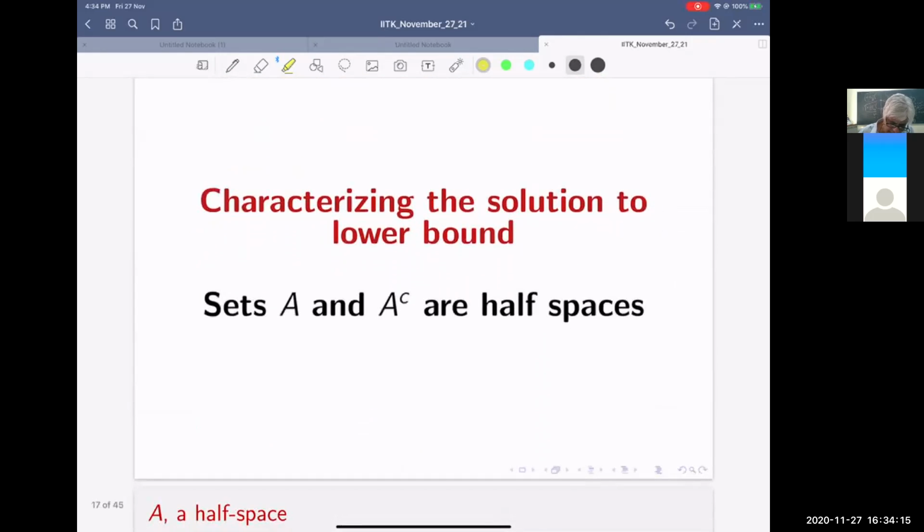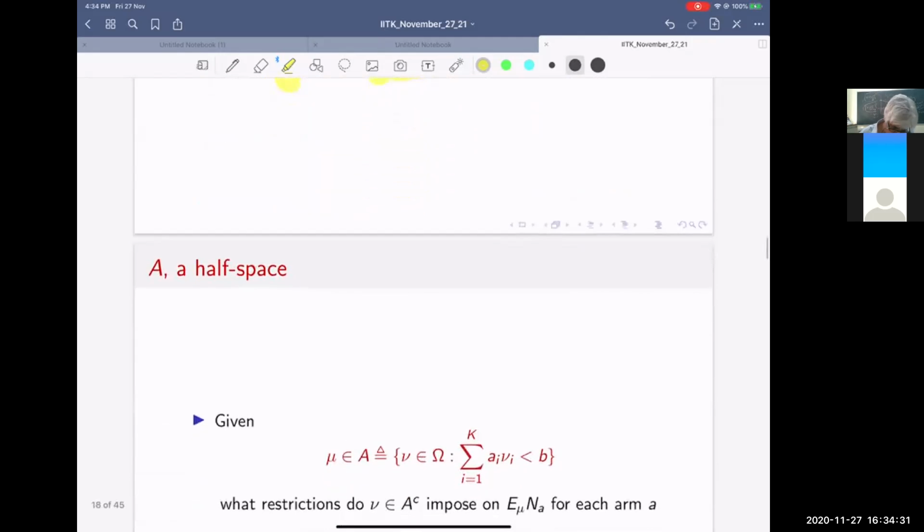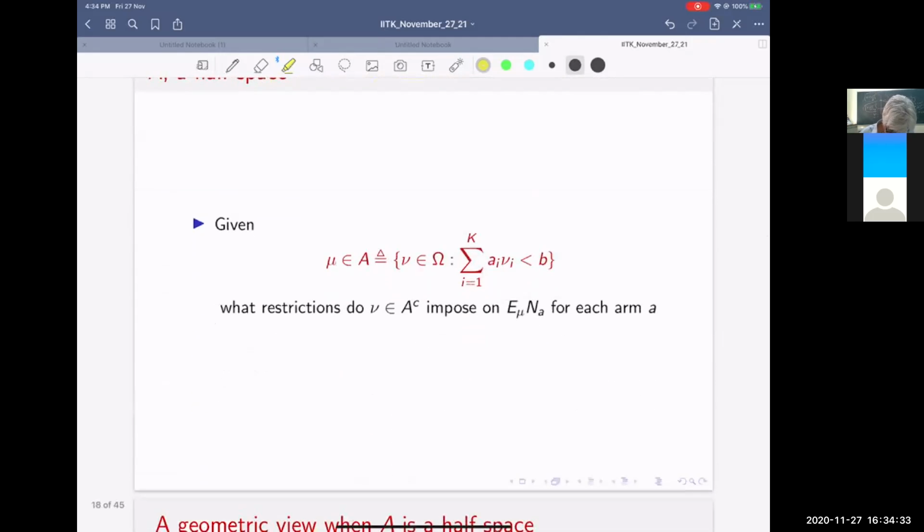So in that world, what happens to the lower bound? That's the question we're going to ask right now. In that world, suppose set A and A complement are half spaces. Can we say something more about the lower bound? And the point is, once we can say a lot more about the lower bound, that makes it very easy to come up with the algorithm that actually matches the lower bound. All right. So this is where we are.